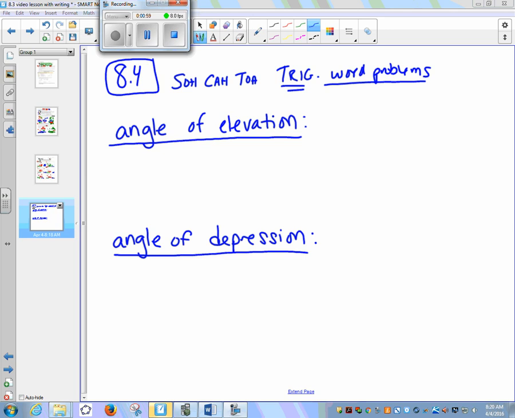Okay, so what does elevate mean? Lift up, right? Like an elevator. Of course, that goes down too. But if you elevate your legs, you're going to put your legs up, right? Elevation is up. Depression is down. So basically an angle of elevation is the angle looking up, and the angle of depression is the angle looking down. Needs a little bit more explanation than that.